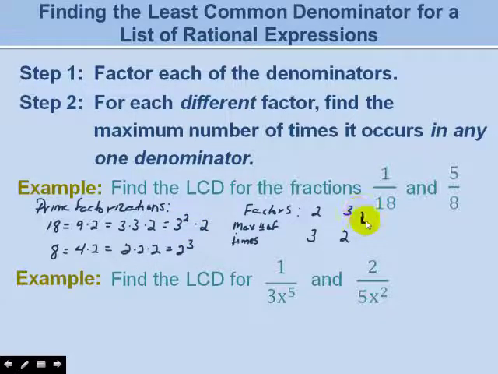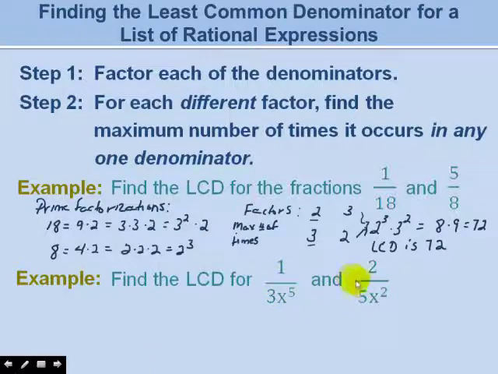So we'll take these two things, and that means that our least common denominator will have this as our base and this as our exponent. So we'll have 2 cubed times 3 squared. And if we multiply that out, that's going to be 8 times 9, which is 72. So our LCD for these two fractions would be 72.